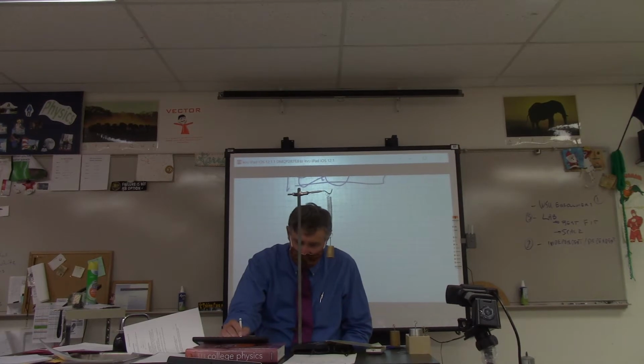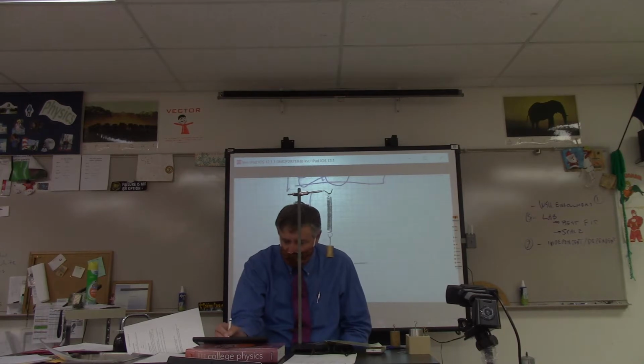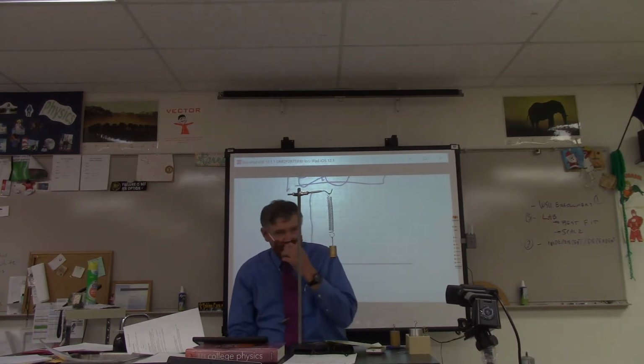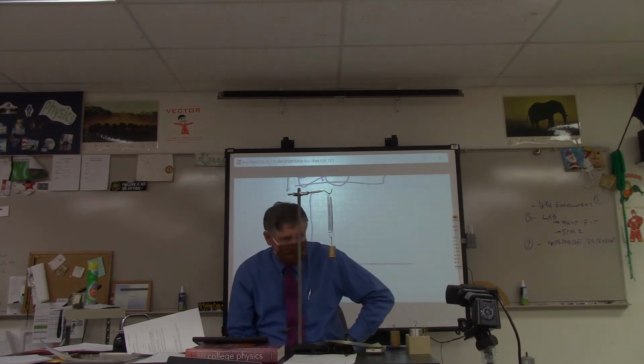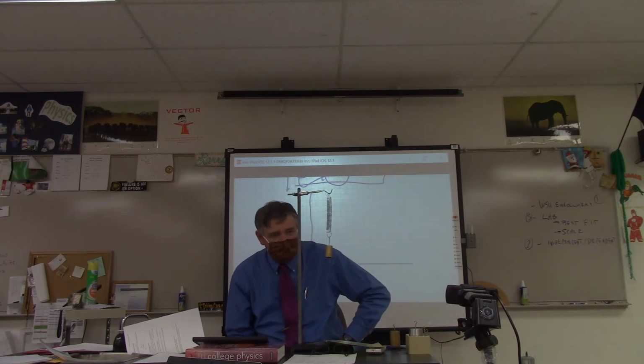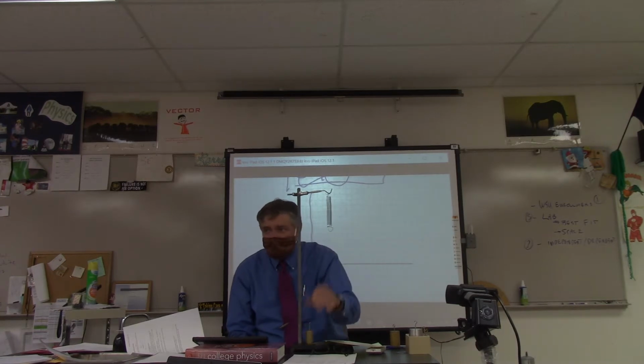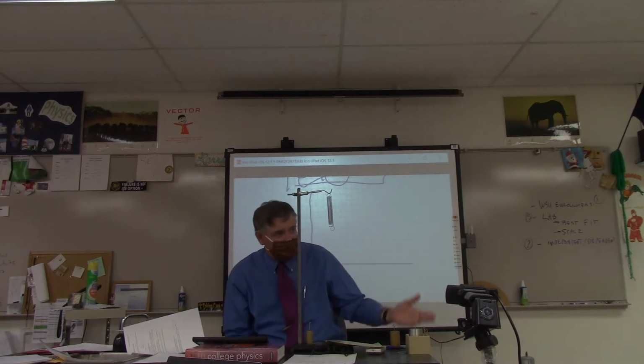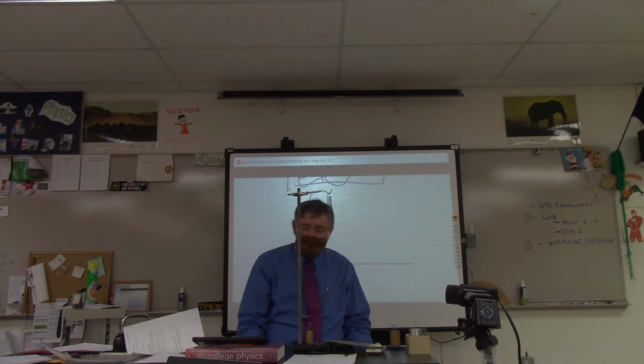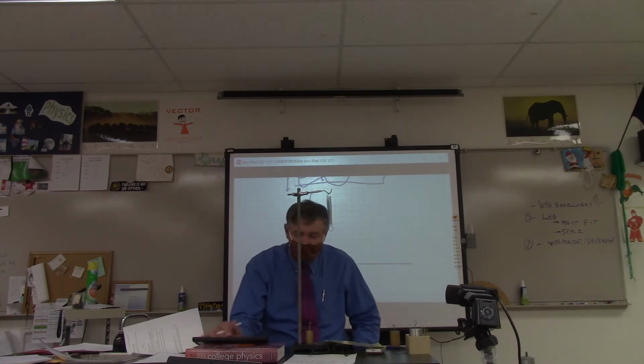Now, when you graph it, will this graph go through the point 0, 0? Yes. Why? Because if you have no weight on it, it's not going to elongate any. Because Mother Nature is a lazy thing, right? So if I have no force applied to it, guess what? There's no elongation.